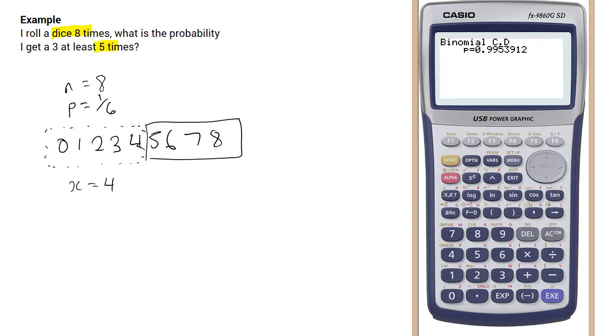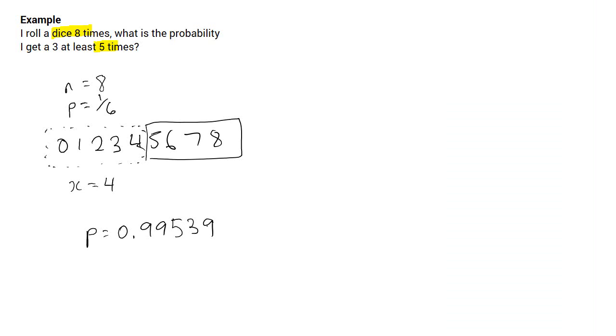So then we press execute, and we find out that the probability is 0.99539. So now that we've got this, that's for this bit here that we don't want. So if we want to work out this bit here which we do want, we know probabilities always add up to 1, so it's just going to be 1 minus 0.99539, which is equal to 0.00461.